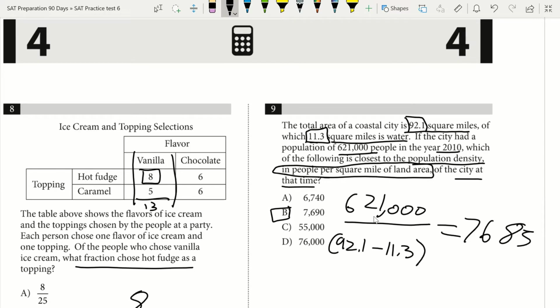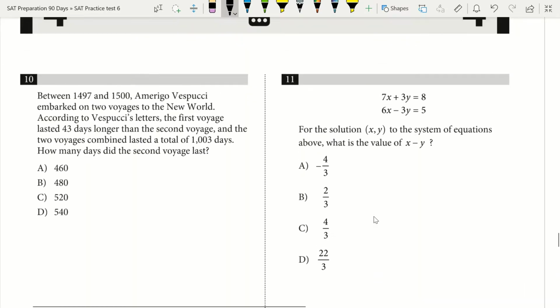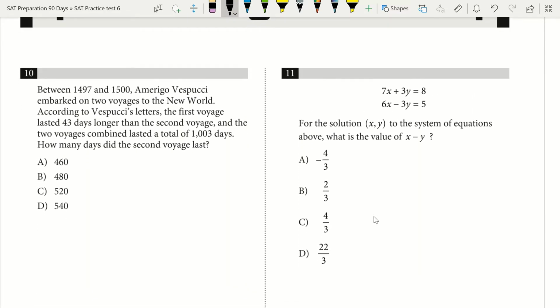All right, moving on, we got question 10. Between 1497 and 1500, Amerigo Vespucci embarked on 2 voyages to the New World. In his letters, the first voyage lasted 43 days longer than the second voyage. So the second voyage plus 43 equals our first.